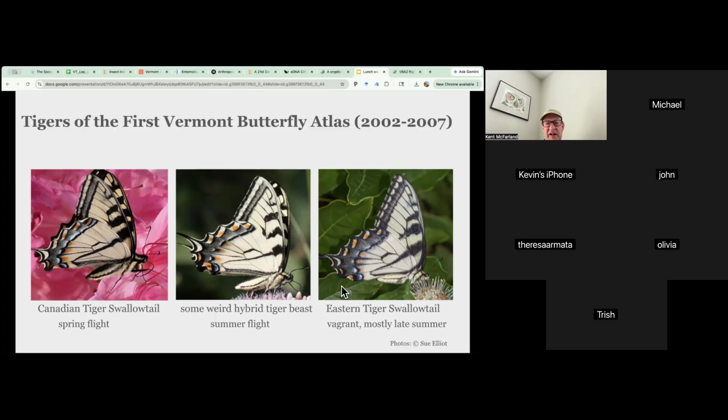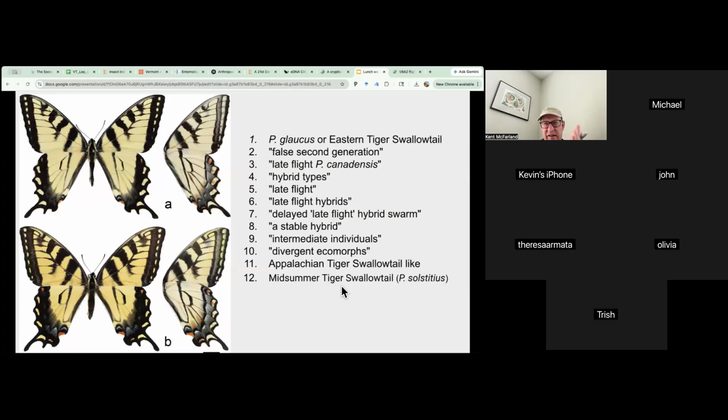We just let it go, like, yep, someday someone's probably going to describe that tiger swallowtail. And it had tons of names. People called it, oh, it's just Eastern tiger swallowtail. Oh, it's a false second generation of Canadian tiger swallowtails. It's just a late flight. It's a hybrid. You can see all these names I've found.